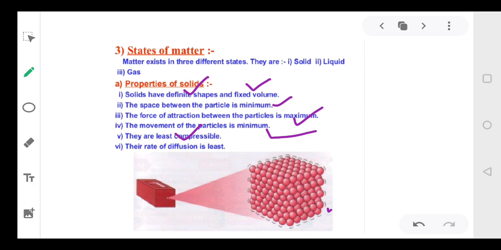Okay, and their rate of diffusion is least. Means the solids do not mix with each other, or you can say the rate of mixing is very slow. It is the least.